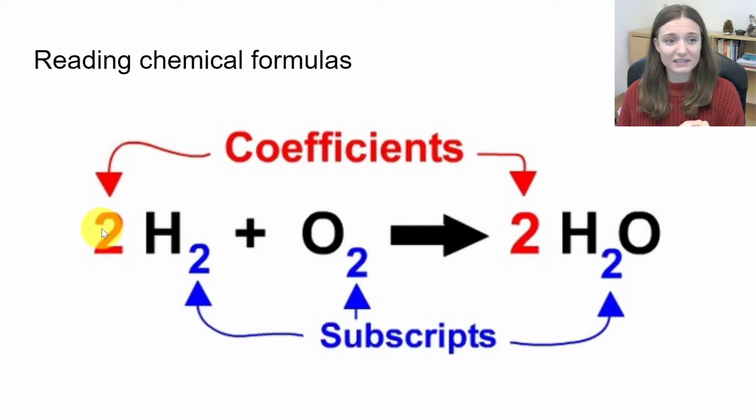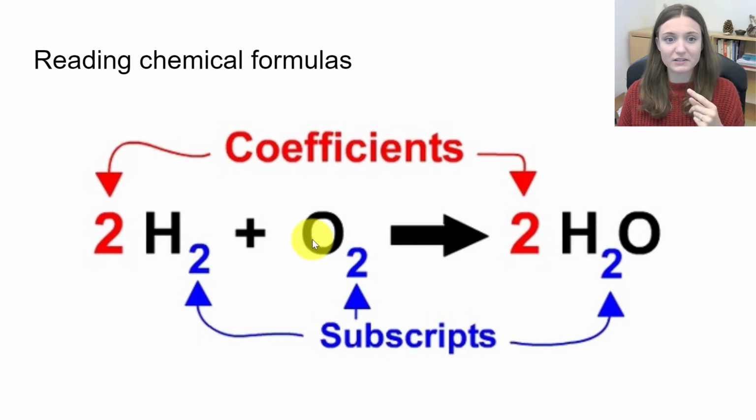The coefficients, the numbers that are not subscripts that typically go before the molecule, tell us how many of those molecules are part of that chemical reaction. So in this process where we're building water from hydrogen and oxygen, it takes 2 hydrogen molecules combined with 1 oxygen molecule. Okay, if there's no coefficient right here, you can just assume that it's 1 molecule.